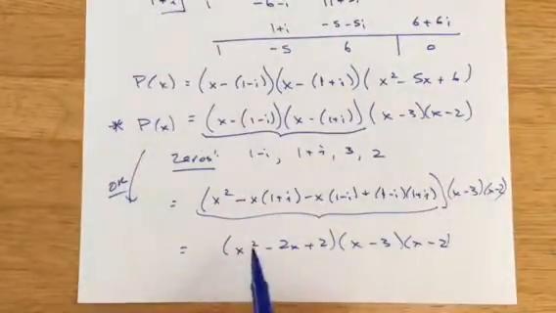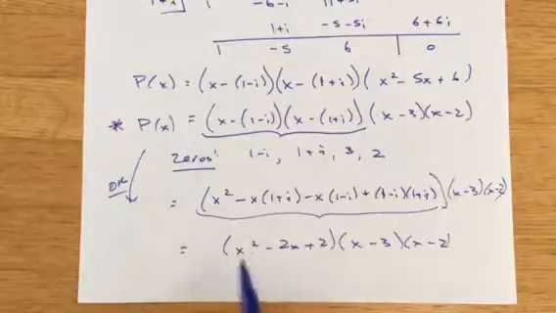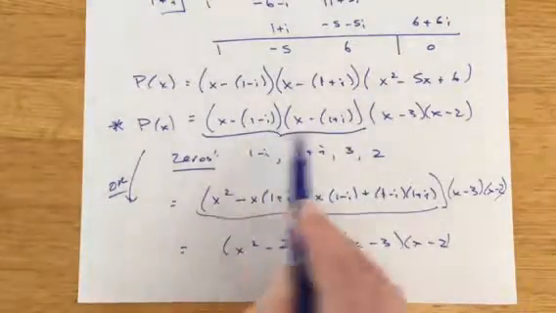If we're going to write our original polynomial in factored form, we would usually leave it in this form rather than the form with the i's in there.